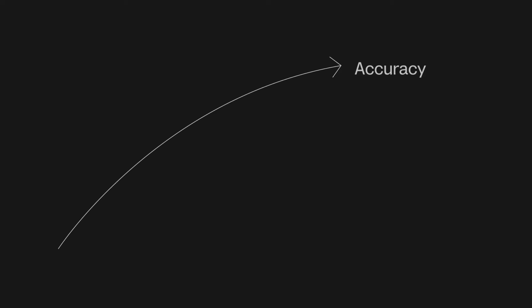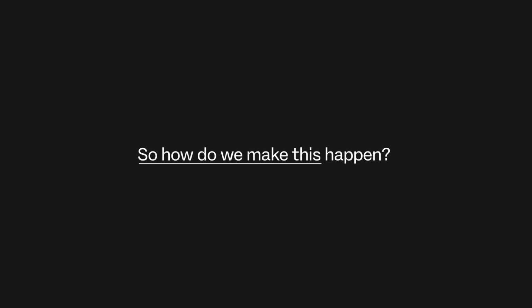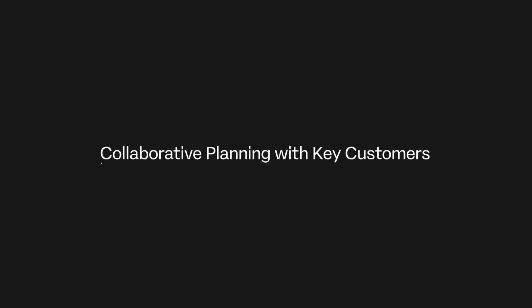With O9's digital brain, we can help you improve accuracy and reduce the time spent in forecasting. So, how do we make this happen? It is through a combination of process and technology. Let's look at process first.